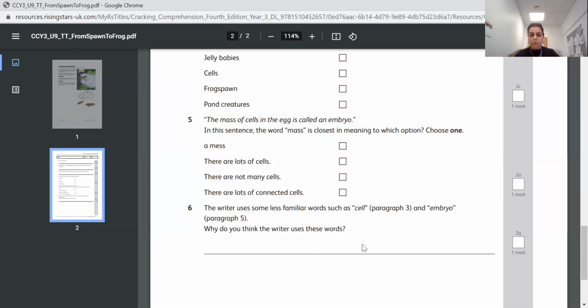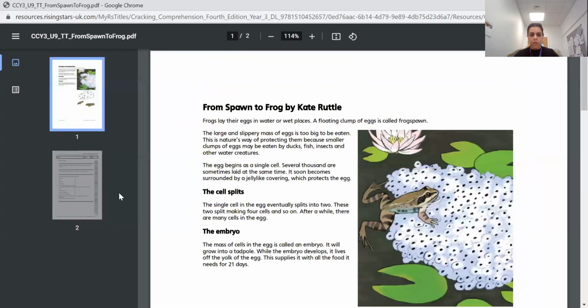I will have a look at it on Tapestry, or Mrs. Williams or Miss Gossage or Miss Amanpour or Mrs. Mercer will have a look at it on Tapestry, and mark it to see what your answer says. I really want you to have a think about why would someone who's trying to teach you about those things use tricky words like embryo and cell? Have a think of it. Now I'm going to leave it on this text for you to have a look through if you need to, and then we'll have a look at your answers.